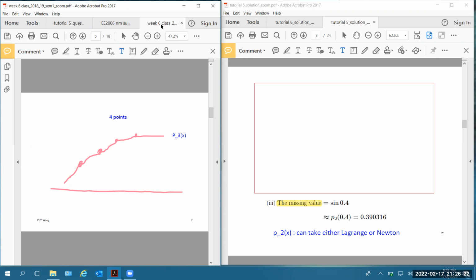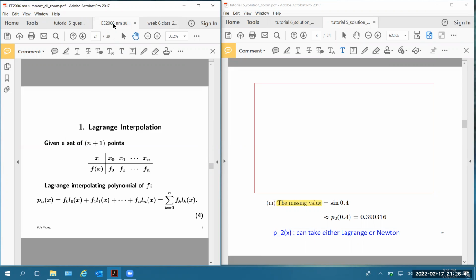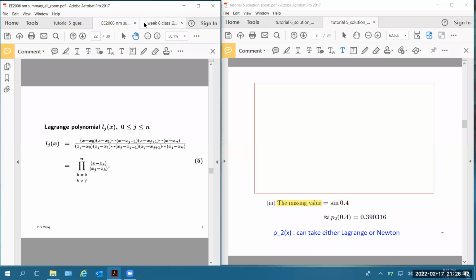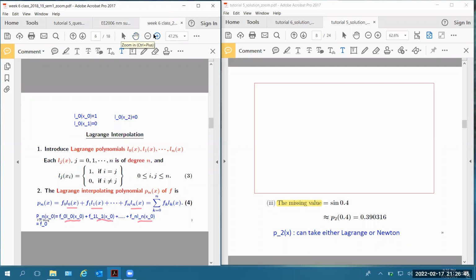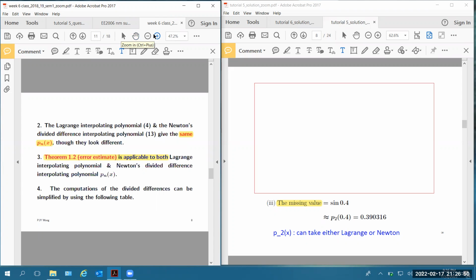Then of course it now comes to the question that you have two expressions, two P2X, right? They are done by different methods. So then I'll ask you, which method is more efficient? Class, which method is more efficient? Newton. Yes, Newton. Okay, so you all watched the video, right? The video shows that Newton's one is more efficient.